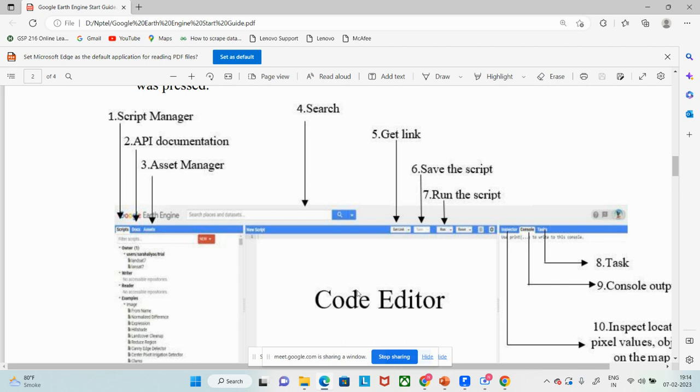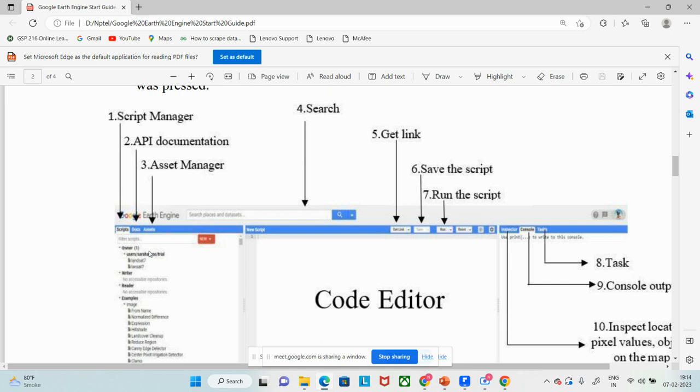We do not need to do anything, we just have to log in to our account every time, and our previous scripts will also be shown there if we have saved them. In scripts there are also options. One is owner. If we want, we can share our script with another person, and maybe two persons can work on the same script at the same time.